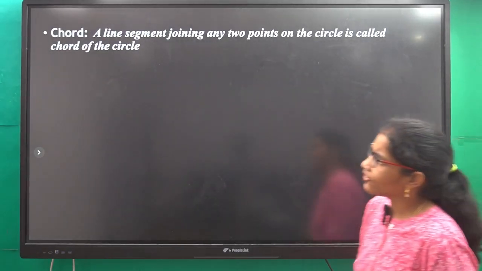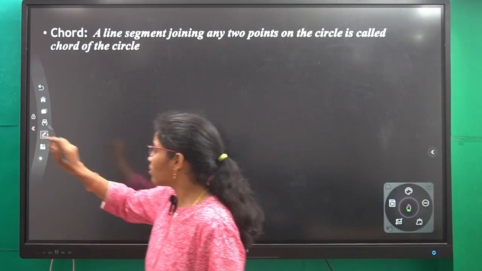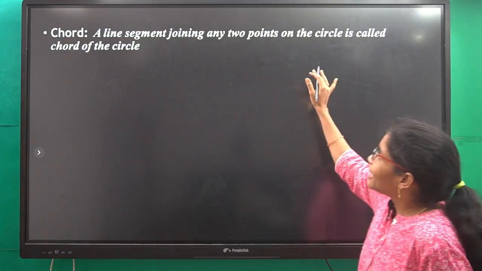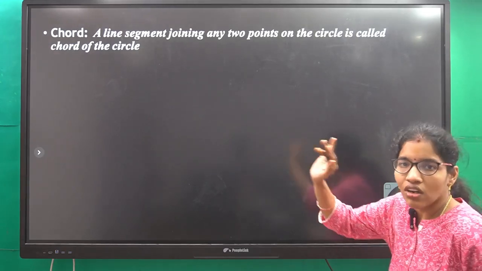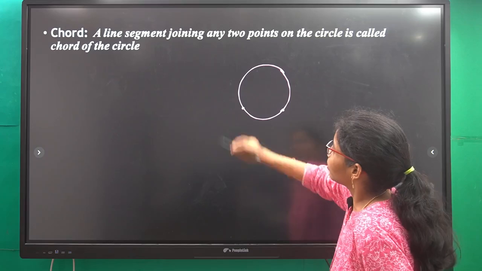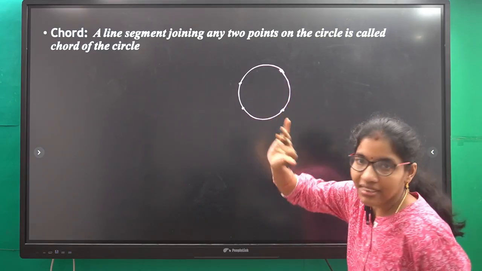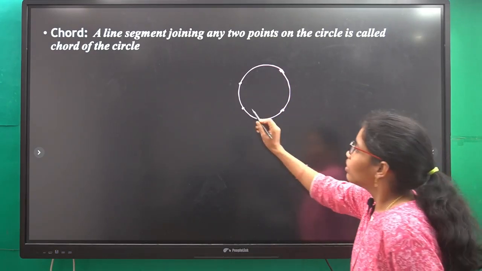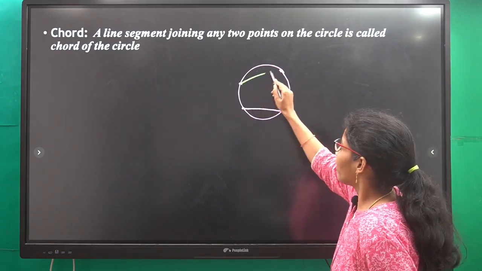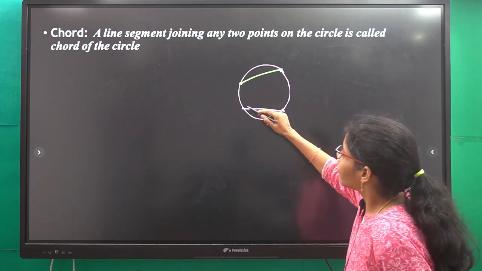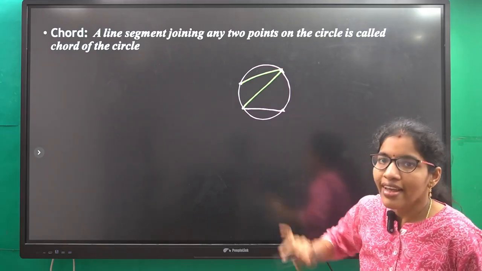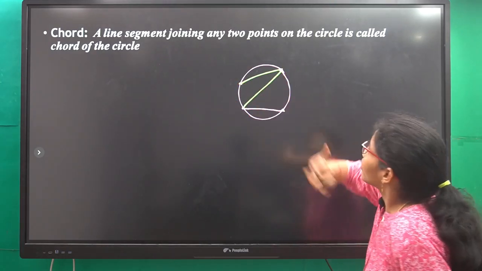The first one here is chord. What is meant by a chord? A chord is nothing but a line segment joining any 2 points on the circle. I am taking a circle like this. You can take any 2 points, I am taking these two, otherwise you can take these two. You have to take the points on the circle. If you join these 2 points, it is called a chord. If you join these 2 points, it is also a chord. A chord is nothing but a line segment joining any 2 points on the circle.